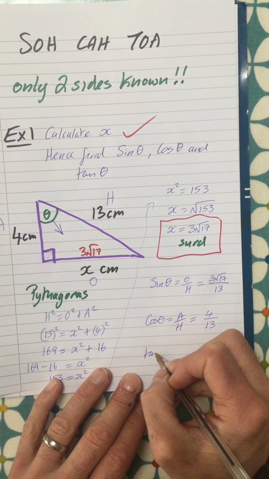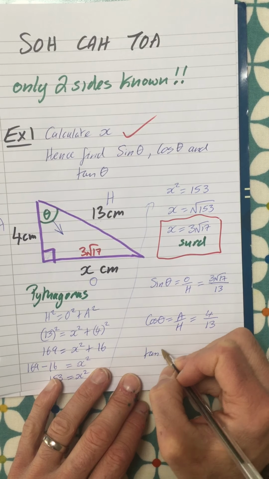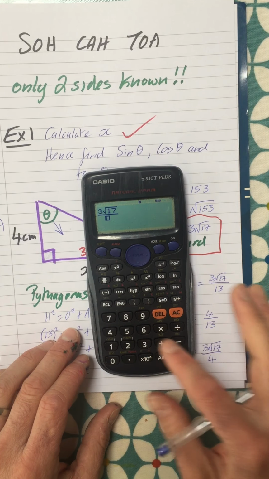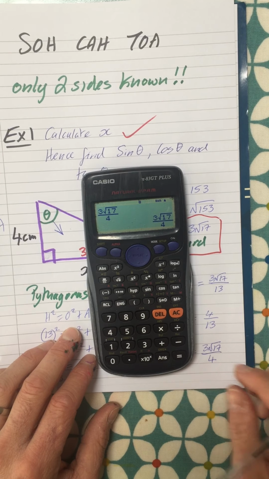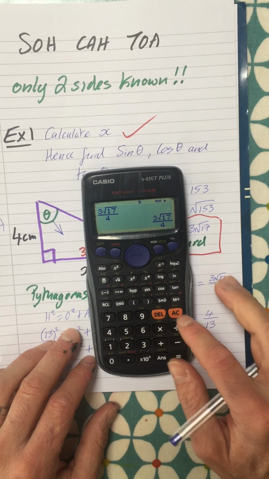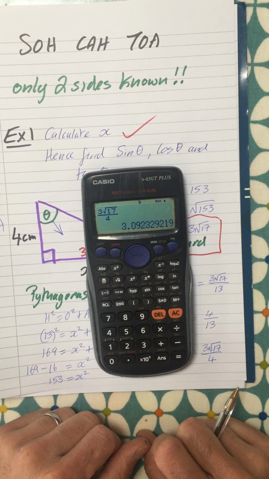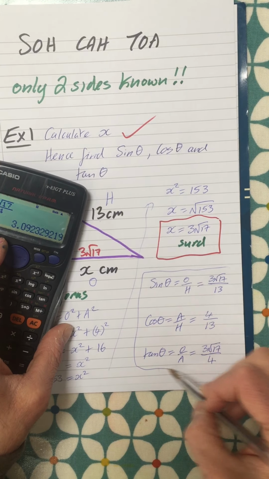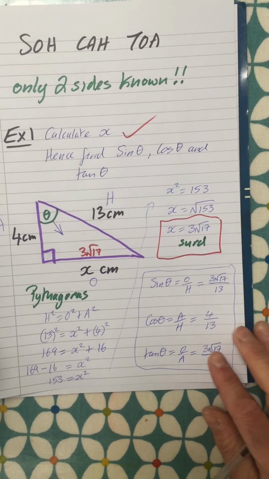And then tan of theta is O over a, which is going to be my 3 root 17 over my a, which is 4. And again, you can type that into a calculator and see what it gives you. I'll just show you. To do that, I go fraction, 3 root 17, arrow down and put a 4 in the bottom, press equals, and you'll notice it left it the same. But if I wanted, I could change it to a decimal. It's 3.092329219. So there, they are my answers for this question.